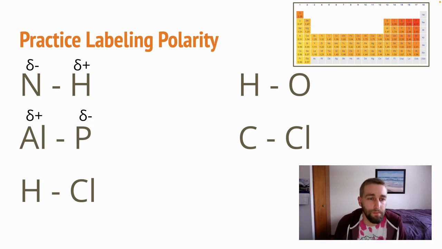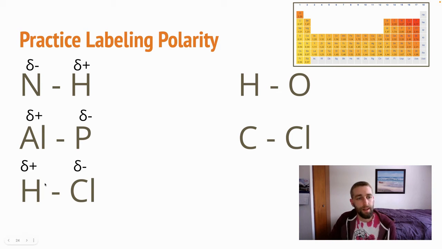Anyway, so here's aluminum and phosphorus. Aluminum, we got 1.47. Phosphorus is 2.06. Chlorine and hydrogen. Chlorine has the higher electronegativity at 2.83 compared to 2.20. Hydrogen and oxygen. Hydrogen's partial positive, oxygen partial negative. You might remember that one from biology class. And lastly, the bond between carbon and chlorine looks like that. Chlorine is 2.83, carbon is 2.5, which means chlorine has a higher electronegativity, which makes it a little bit negative.